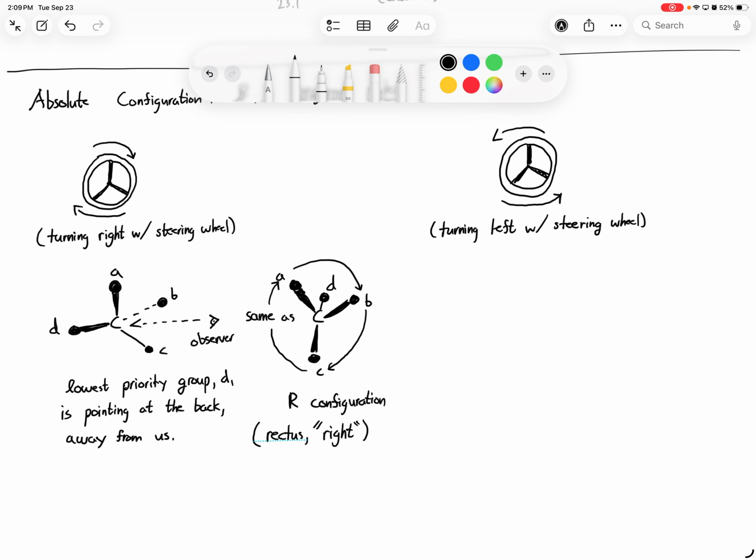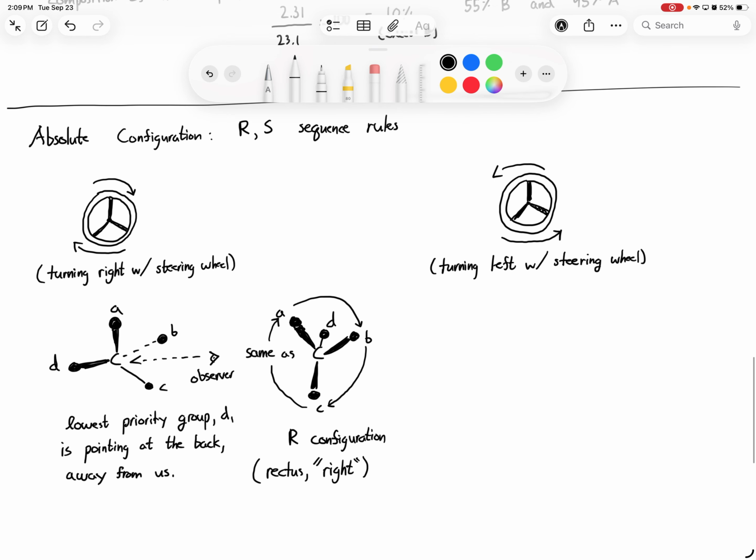Switch any two groups, you get the enantiomer. If you switch 3 groups or more, you get the same molecule. You get the same enantiomer, okay? So what I'm going to draw now, you're going to see 2 groups switched. So let's now do the left-hand turn.